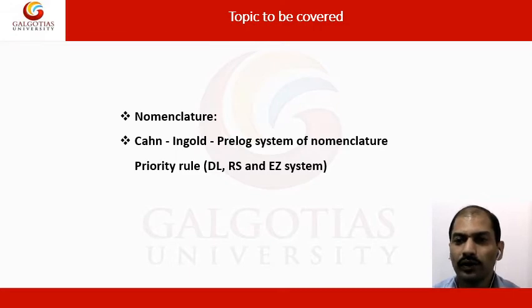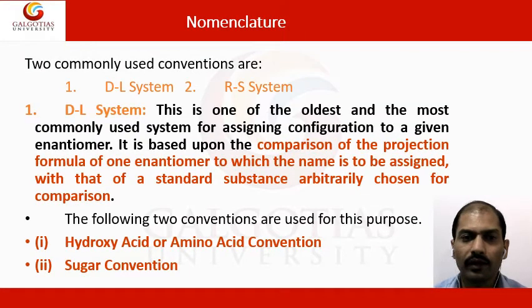So here, if you see, the commonly used nomenclature is the DL system and the RS system. The DL system is the oldest and the most commonly used system for assigning configuration to a given enantiomer. It is based upon the comparison of the projection formula of one enantiomer, to which the name is to be assigned, with that of a standard substance. This is arbitrarily chosen for comparison.